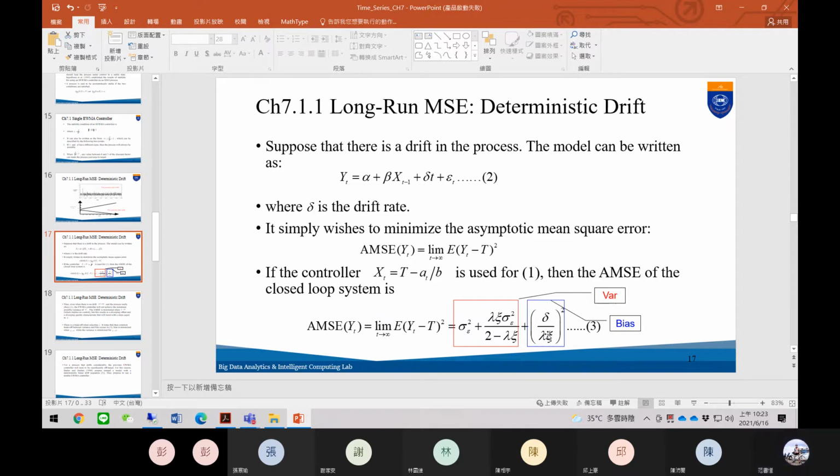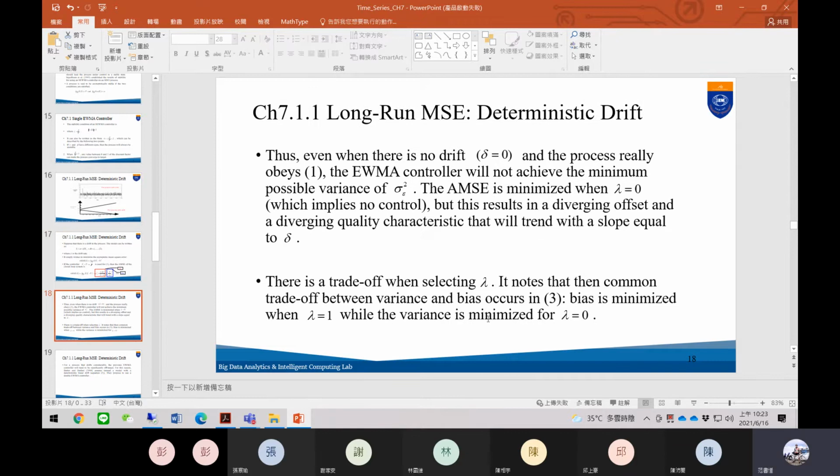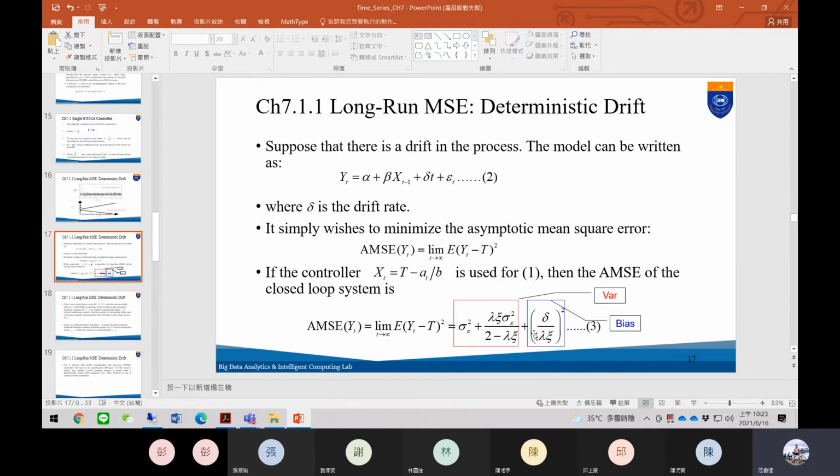Lambda equals 1. It is not always best to choose lambda as close to 1 as possible. The variance is minimized for lambda equal to 0, so the variance has been reduced. However, there's a really big tension effect. There's a really large bias. So it is a trade-off.